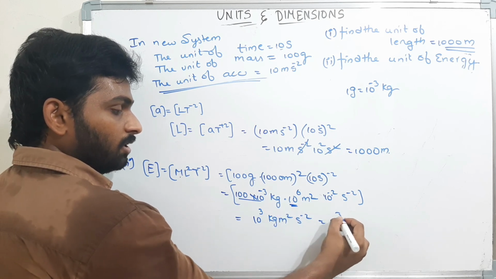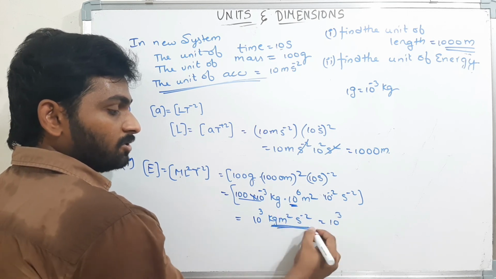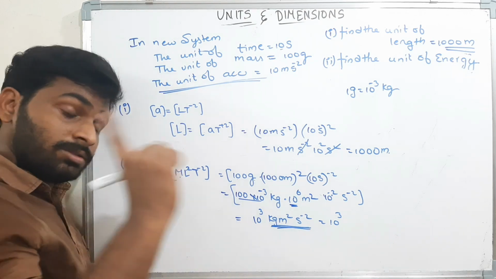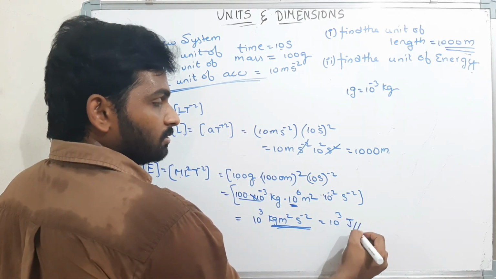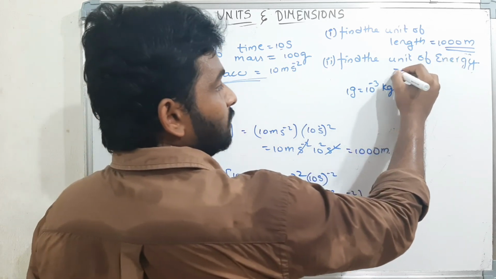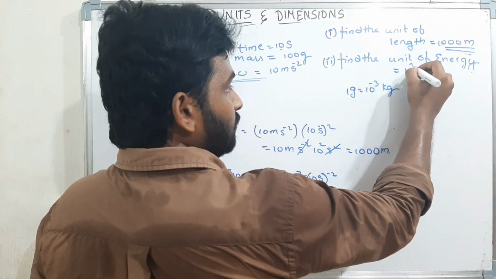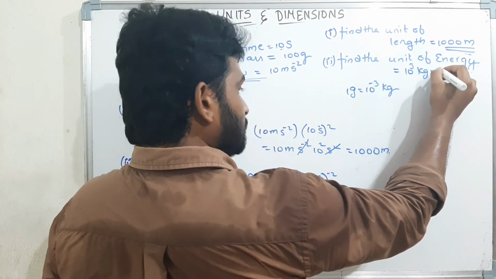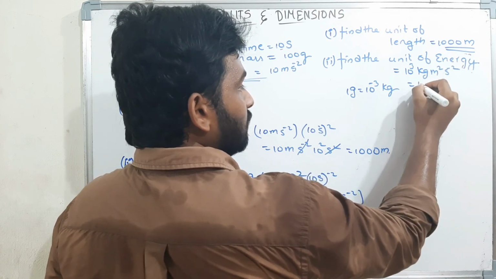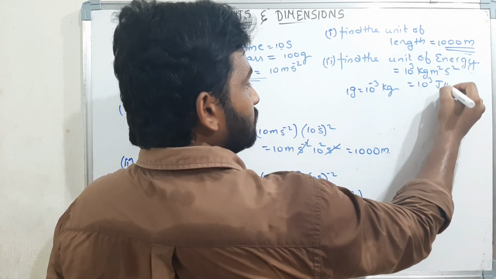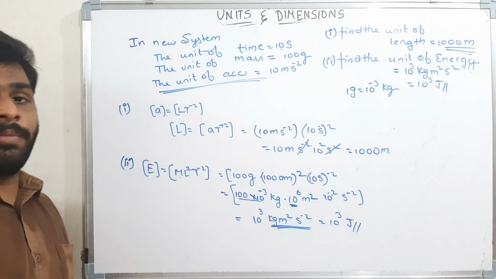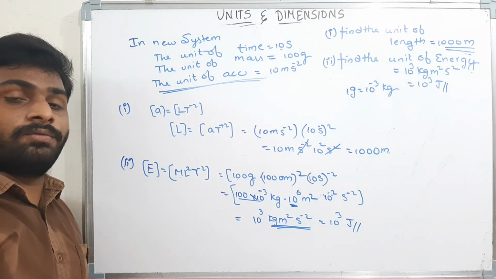Nothing but 10 power 3. What is kg meter square s minus 2? It is nothing but 1 joule. Therefore 10 power 3 joules. Therefore the unit of energy is nothing but 10 power 3 kg meter square s minus 2, which is nothing but 10 power 3 joules. This is the answer. Okay, by this we complete the problems in conversion of unit systems.